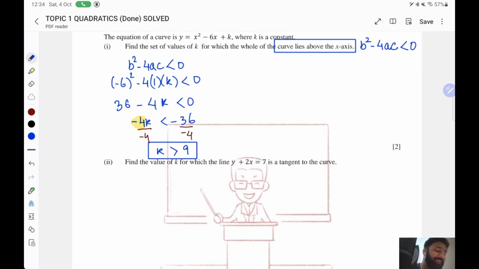Okay, now the next part, the second part, says find the value of k for which the line is tangent to the curve. Tangent to the curve means that first we need to find the equation for intersection, for which we will put the y's equal to each other. So it will become x square minus 6x plus k, and it will be equal to 7 minus 2x. We'll make y the subject over here, and it will be 7 minus 2x. Is that clear to you?